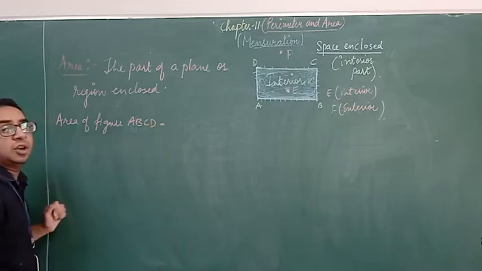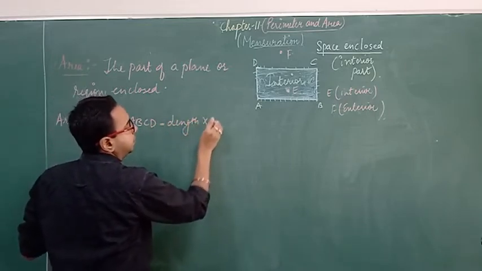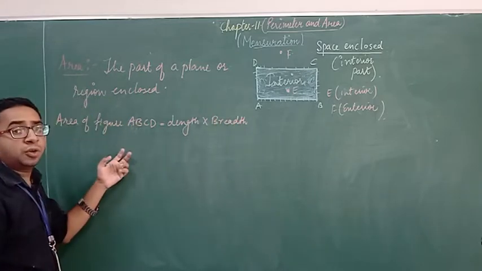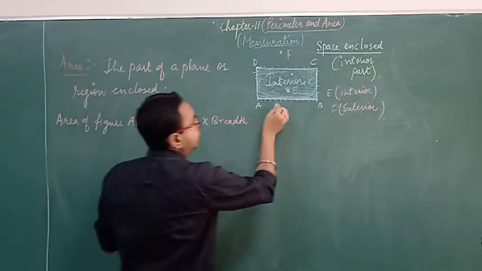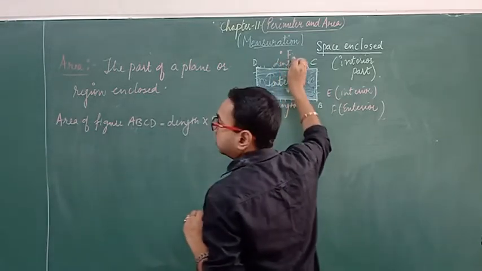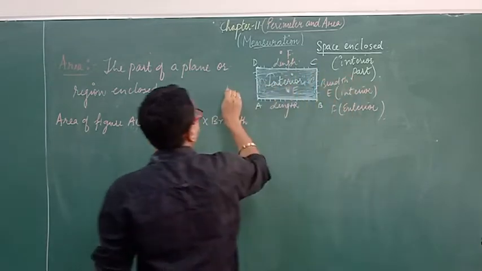And what is the area of a rectangle? The formula, I am giving the formula for rectangle, is length into breadth. So if this is length, this is also length. If this is breadth, this is also breadth, right?